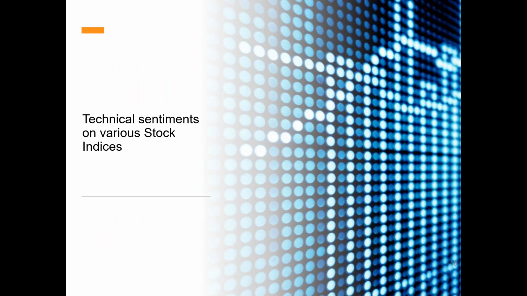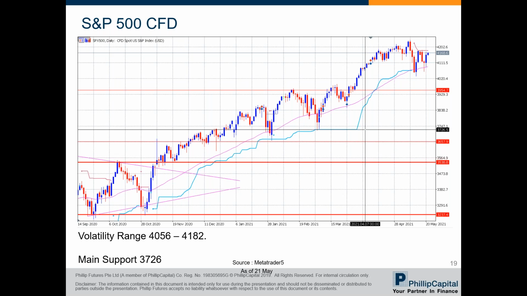Now we have covered how to gauge the price momentum. Let's take a look at some stock indices examples and see what the sentiments on the market are right now. First up is the S&P 500 CFD. We'll be using all the daily charts to see the longer term sentiment.